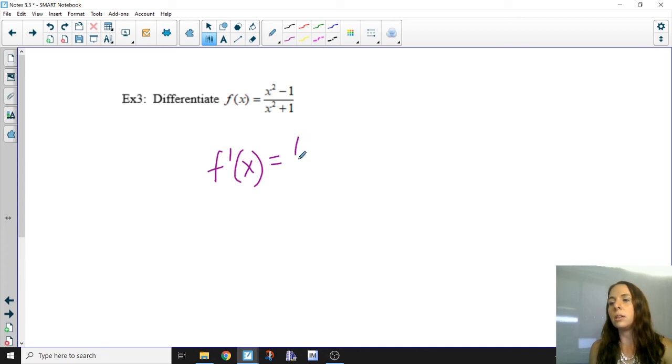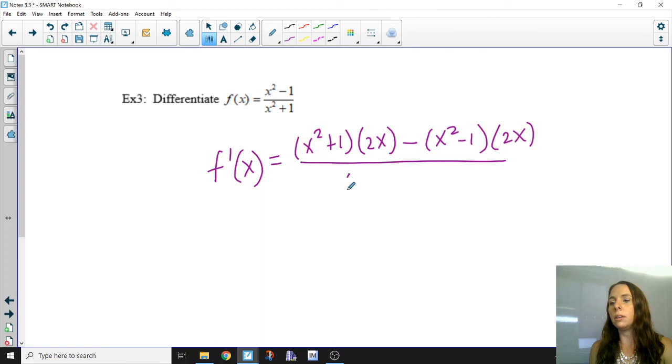It is low d high. The derivative of x squared minus 1 is 2x. This is the derivative of x squared minus 1. Minus, it's always minus, high d low, all over a low low. Square the denominator. That's your low low.